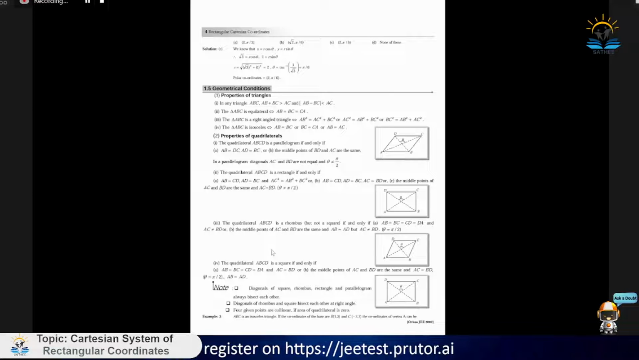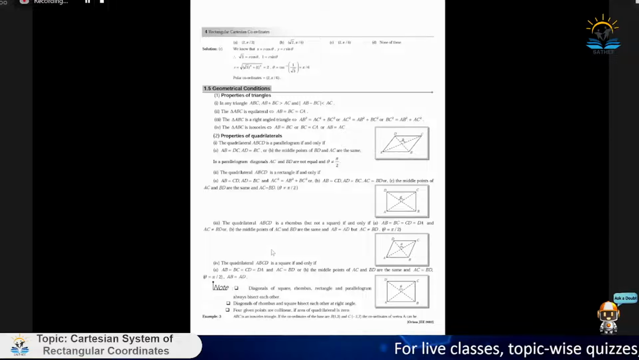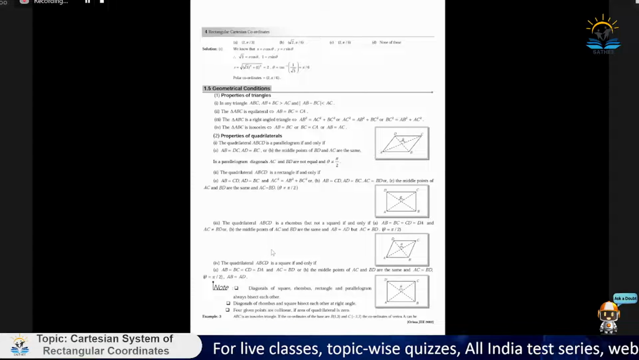So when we come to the properties of a triangle, we all know that in a triangle ABC, the sum of any two sides would be greater than the third side, and the difference between the lengths of any two sides would be less than the third side. And if you have an equilateral triangle, all sides should be the same.